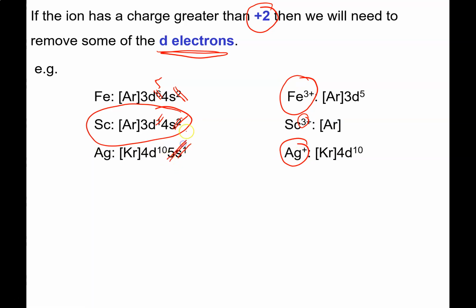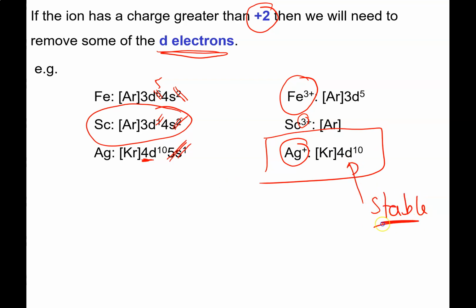Here's silver, and I want to form silver plus. I take 1 electron from the 5s, and that leaves me with a super stable 4d10, and that explains why silver only ever forms the silver plus ion. It really doesn't want to break that 4d10 up because it's so stable.